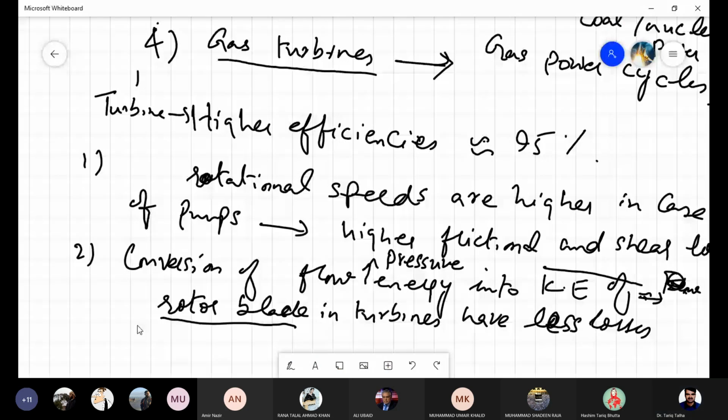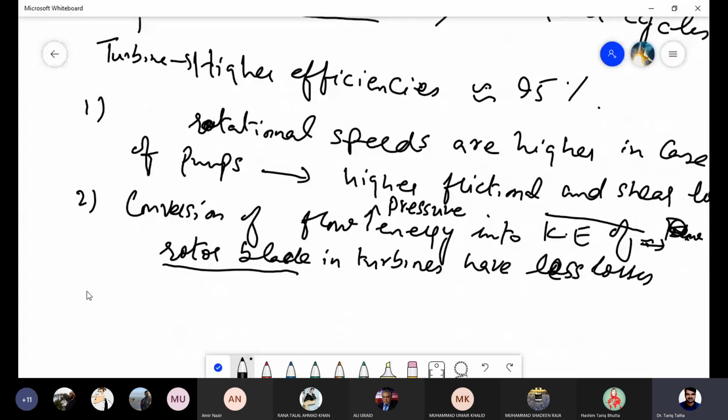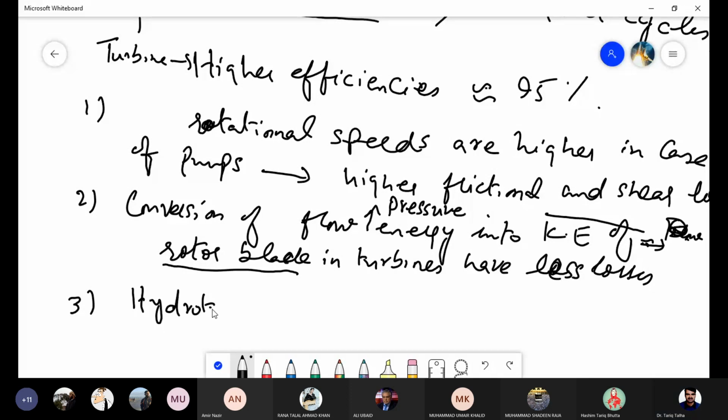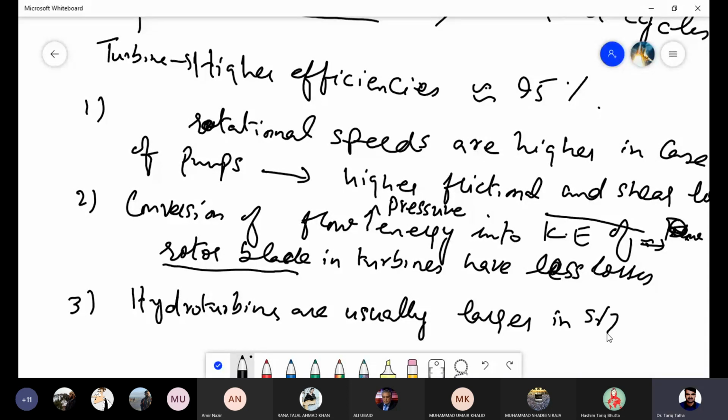Then we have another reason: hydro turbines are usually larger in size as compared to pumps. So viscous losses are less important.